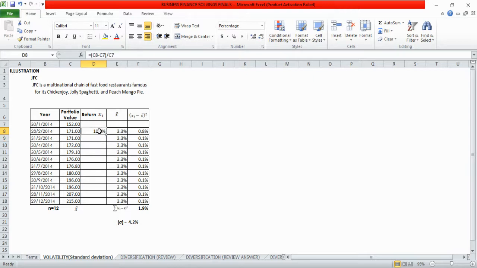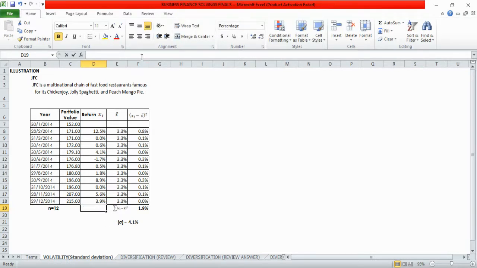And it will be really helpful if you're going to solve this in Excel, okay? So I will just drag this to get the answer for the remaining dates. So we have here January 30, next is February 28, March 31, and so on. So to find the mean, you have to get the average, okay? So this is the mean.